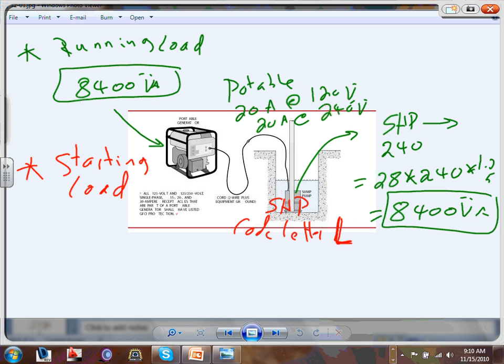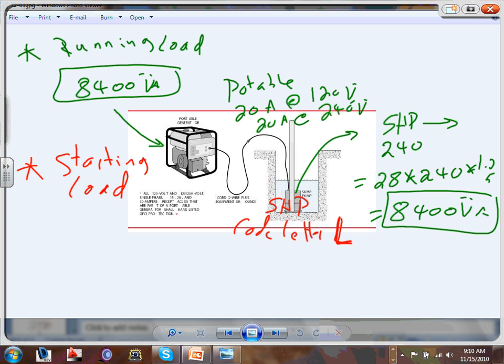Let's assume the code letter for this code is code L, okay? Can we find the starting current of this pump? Which table are we going to go to? 430 something.